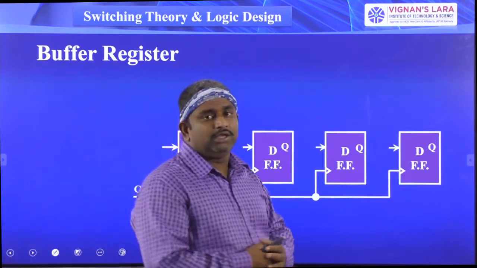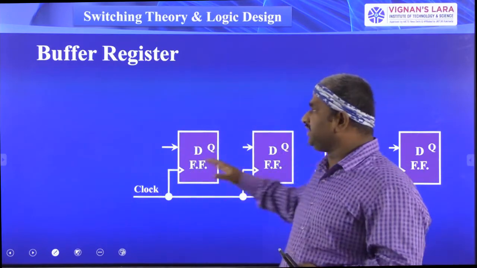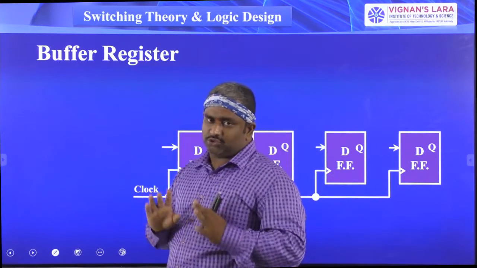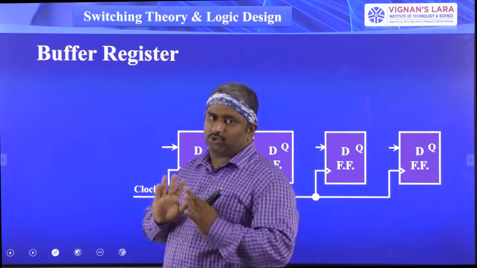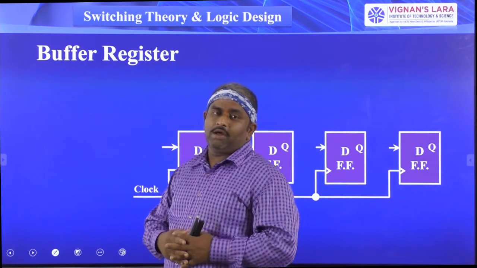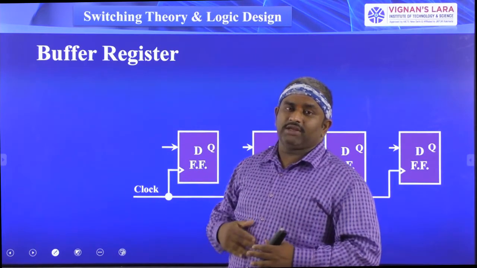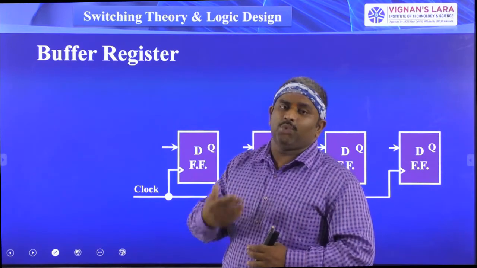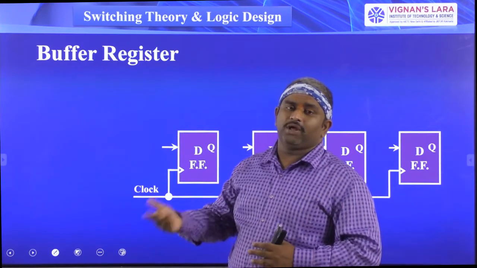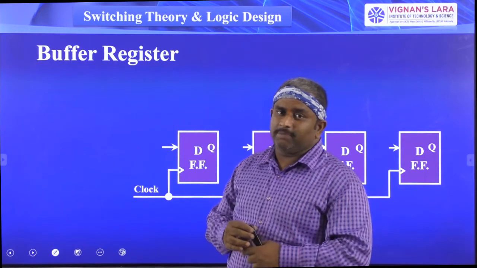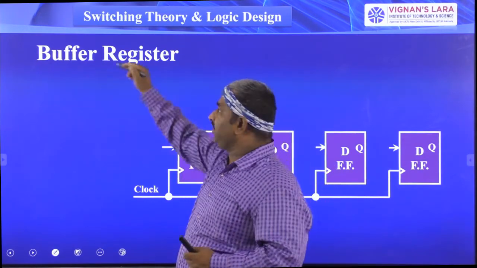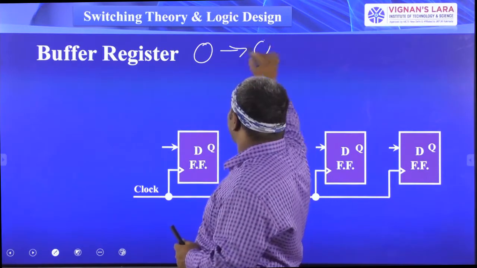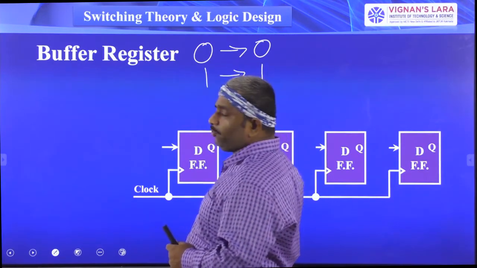Next, the first register whose concept we are going to discuss is the buffer register. A register is nothing but a group of flip-flops, and it is used for storing data. What is meant by buffer? A buffer gate is one where if you give 0, the output is also 0, and if you give 1, the output is also 1. Whatever information you give at the buffer input appears at the output.